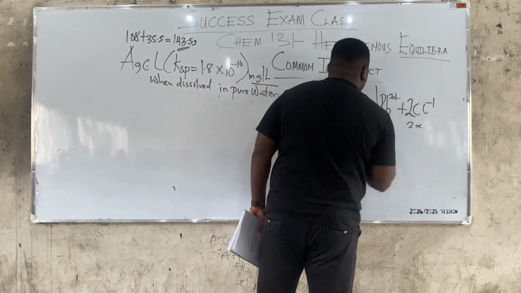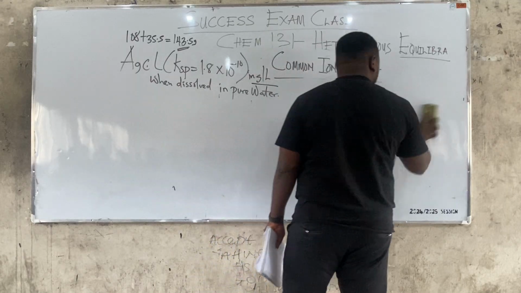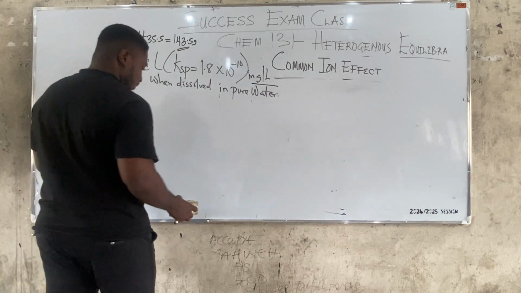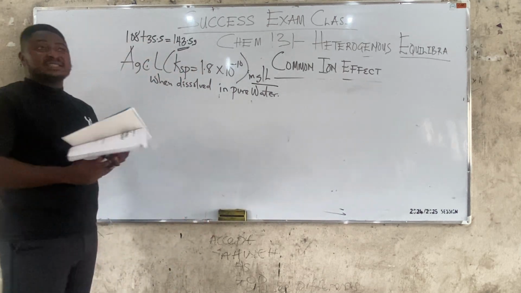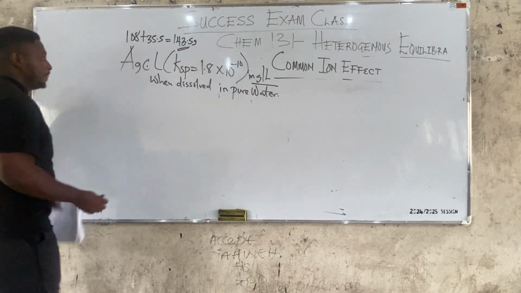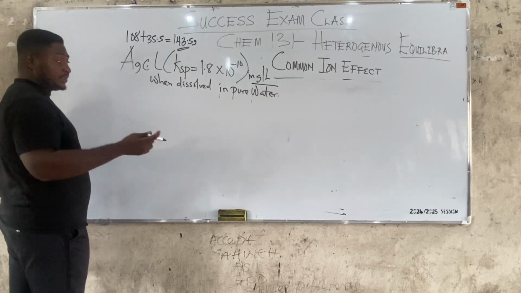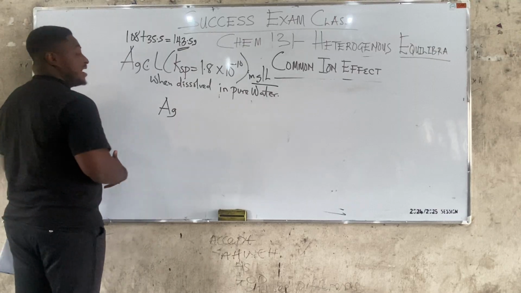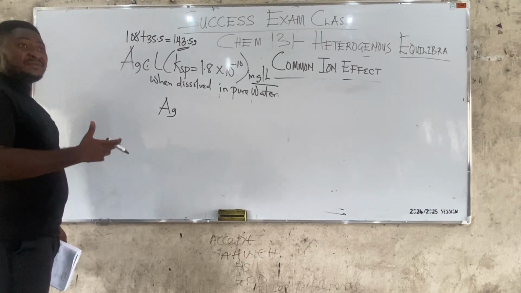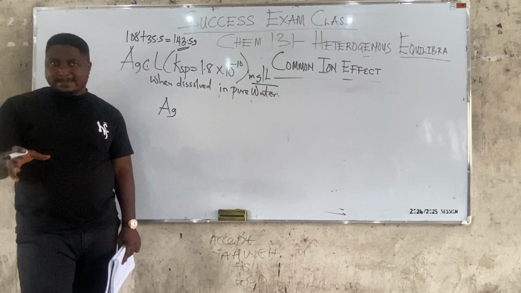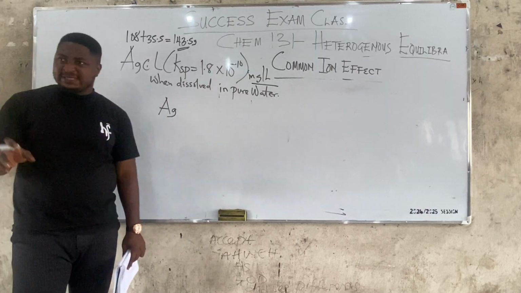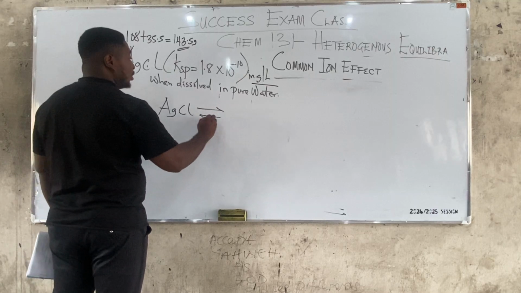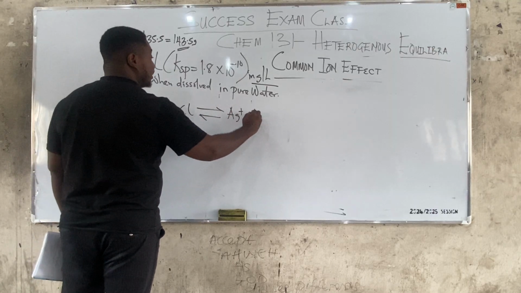Class, what do we do when this AgCl dissolves in a solution of CaCl2? Follow me. Now we are going to write two equations, when a salt dissolves in a solution of another ionic compound, because even CaCl2 is still an ionic compound. It's a polar compound. AgCl, we already know how it will go: Ag plus Cl.